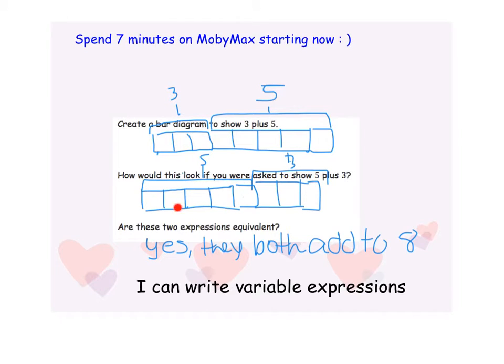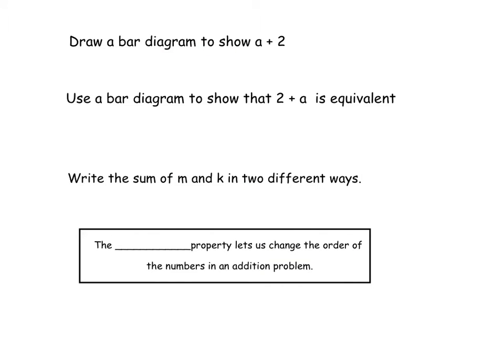So now I have my 5, and I have my 3. Are they equivalent? Remember, equivalent means the same. They add to the same quantity. They mean the same thing. So yes, they are equivalent because they both add to 8. So let's start using variables. Remember, a variable is just a letter that represents some quantity.